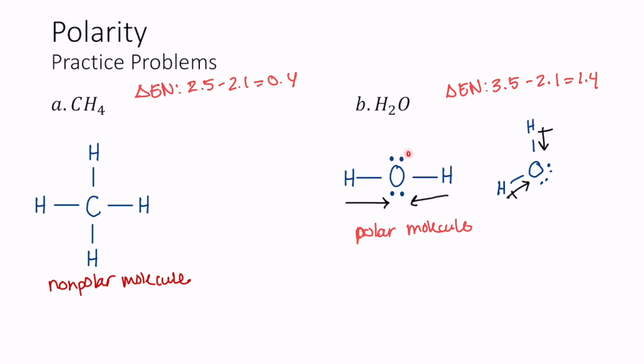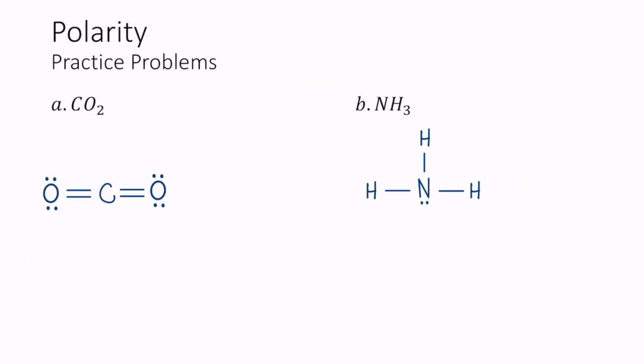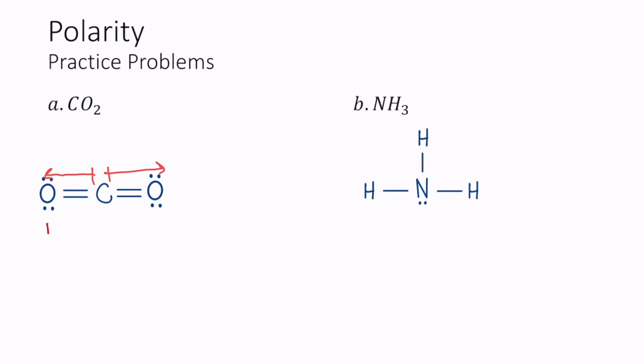Another way of looking at this is my central atom has lone pair electrons on it, so it is going to be polar. Let's look at these two examples. We do have a polar bond here. In this case, my molecule is linear because I only have the two things around it. So they will be in equal and opposite directions. This is going to be a nonpolar molecule. Additionally, the carbon is only bonded to oxygen. There's no lone pair, so it's going to be nonpolar.